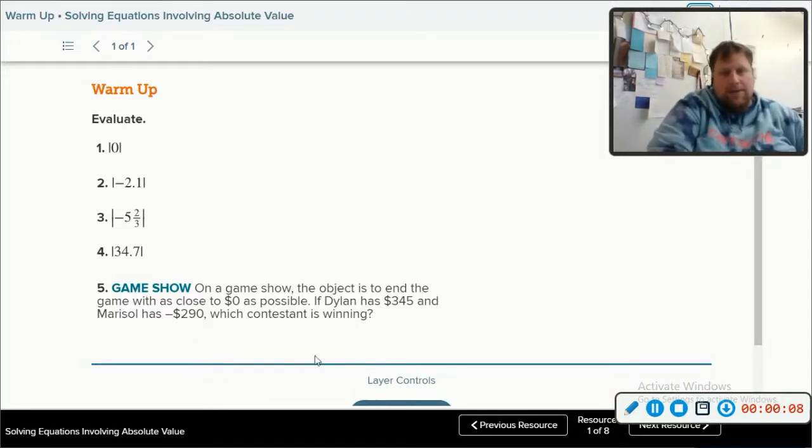All right. So our learning target today is solving equations involving absolute value. So we're going to deal with absolute value a little bit. Take a moment, do this warm up, hit pause. We'll start in a moment.